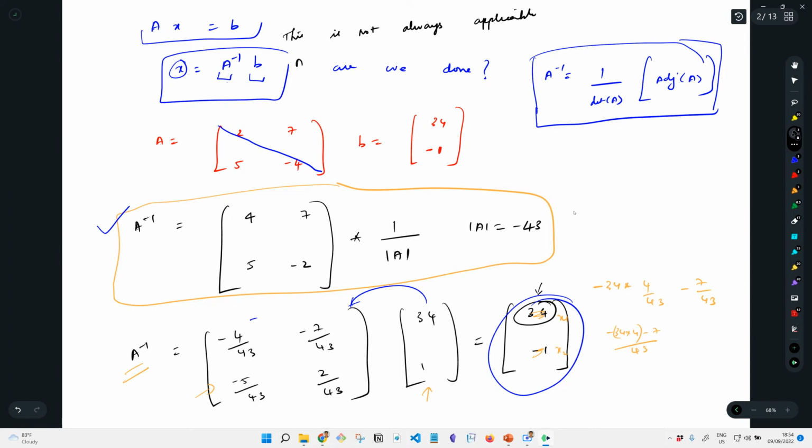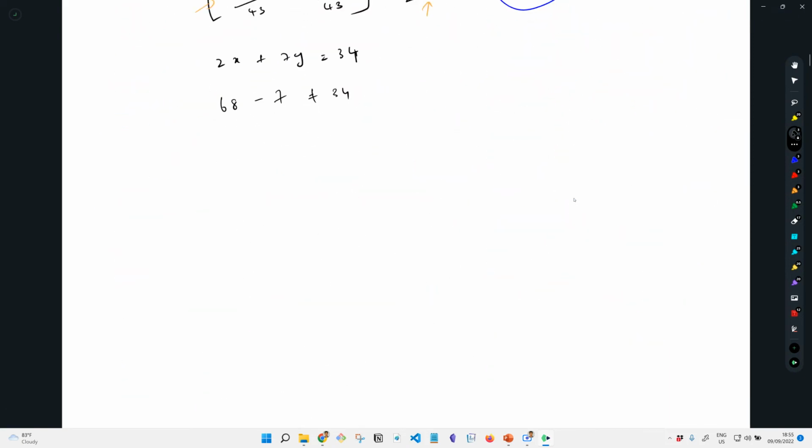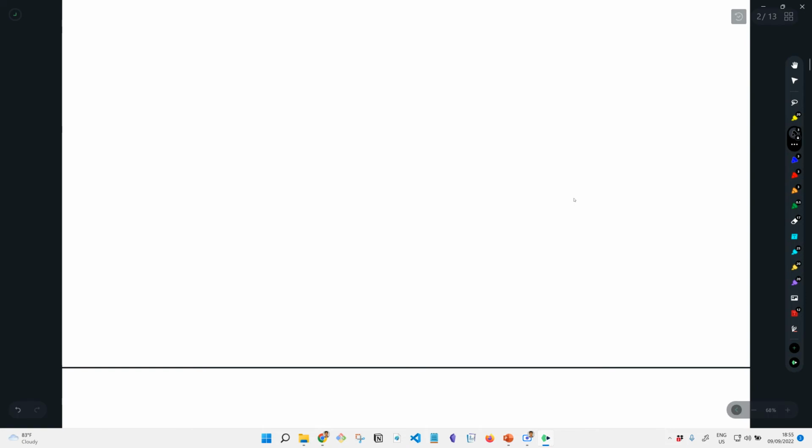And when is it not applicable? When A is not a square matrix. Now this is one case when x equal to A inverse B will not work. Let me give you another case where x equal to A inverse B does not work. Now let us consider a 2 cross 2 matrix A. Let's say it has 2, 3 and 4, 6.